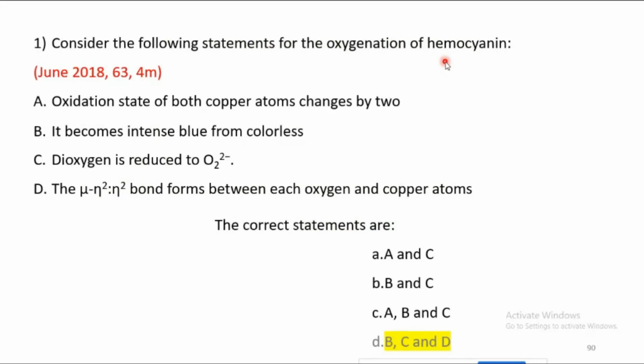This is another question. Consider the following statements for the oxygenation of hemocyanin. A: The oxidation state of both the copper atoms changes by 2. B: It becomes intense blue color from colorless. C: Dioxygen is reduced to peroxide. D: The mu-eta2 bond forms between each oxygen and the copper atom.